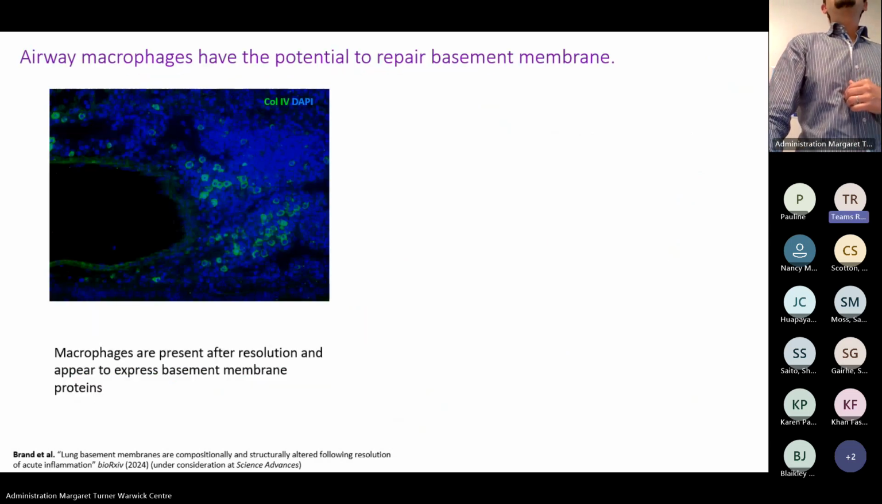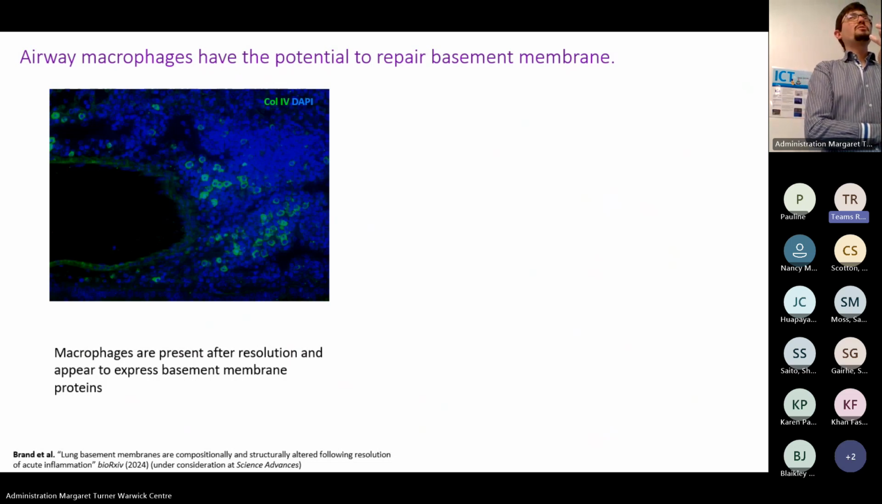And so I want to leave you with something that we found quite interesting that came out of this study. The one thing that we weren't expecting was that the macrophages, when we look at basement membrane components being expressed, or collagen 4, the macrophages seem to line up. So we thought it was a bit strange that a macrophage was expressing collagen 4, a basement membrane protein.